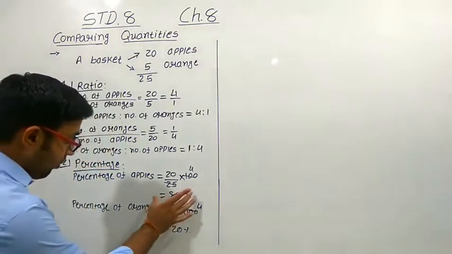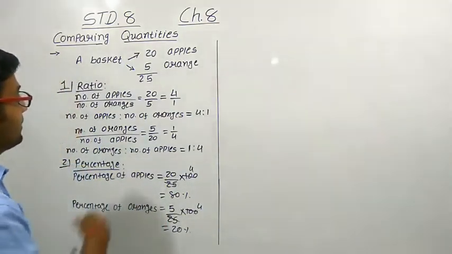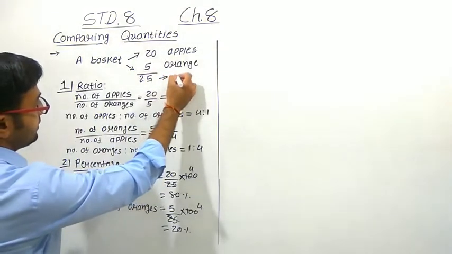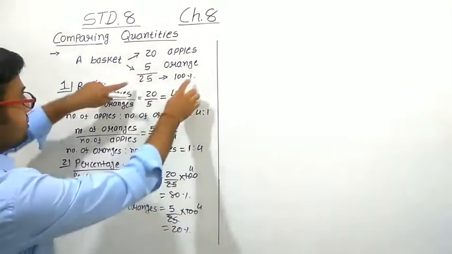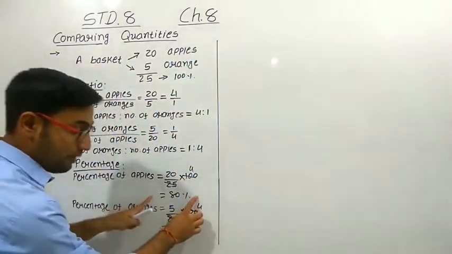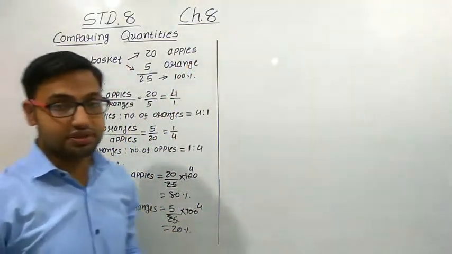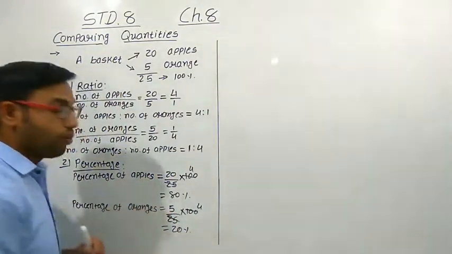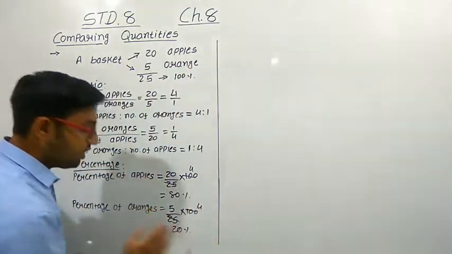So see, total of 80 plus 20 is how much? That is 100%. That means if there are a total of 25 fruits, we can call it 100%. Out of this total 100%, the percentage of apples is 80% and the percentage of oranges is equal to 20%. So in this way we can compare both these quantities, apples and oranges. Out of 100, apples 80%, oranges 20%.